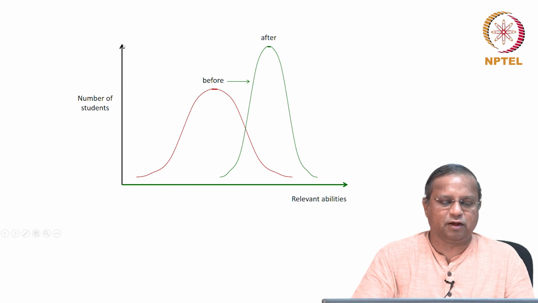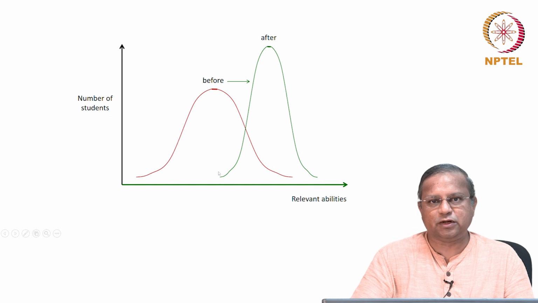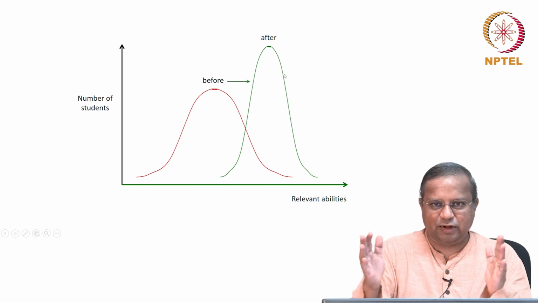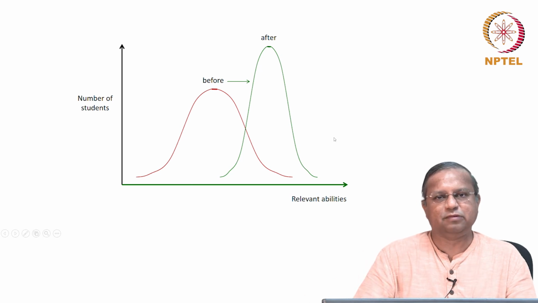If you look at the same graph, the number of students versus the relevant abilities, before the start of the course, if the distribution was something like this, at the end of the course I'd like the distribution to move to the right, of course, because I would like the students to have picked up the abilities relevant for transport phenomena in biological systems, and a narrowing of the distribution so that the difference between the left students and the right students is minimized.